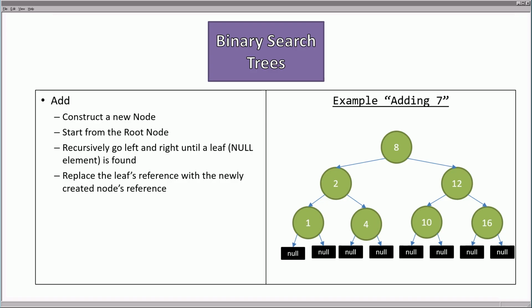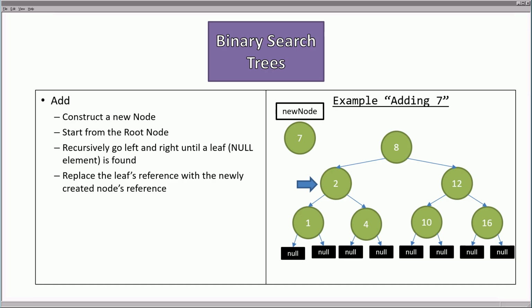Looking at an example, let's say that we're going to add the value 7 to this binary search tree. The first thing that we do is we construct that new node with the data. So there's our new node, and there's the data. Now we start from the root node. We have to use the properties that we know about a binary search tree in order to place this in the correct location. We understand that the left child is always less than the parent, and the right child is always greater than the parent. So starting from right here, this is not a leaf element because it is not null. Also, 7 is less than 8, so we have to go left.